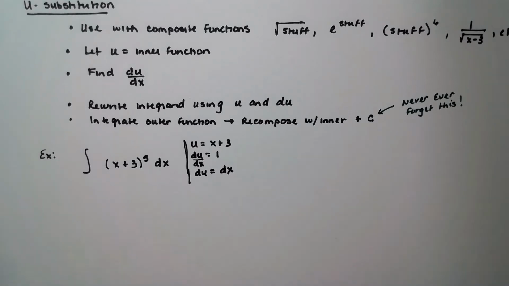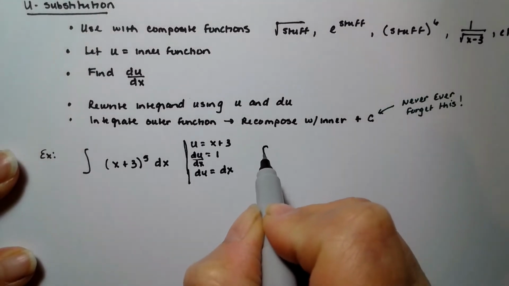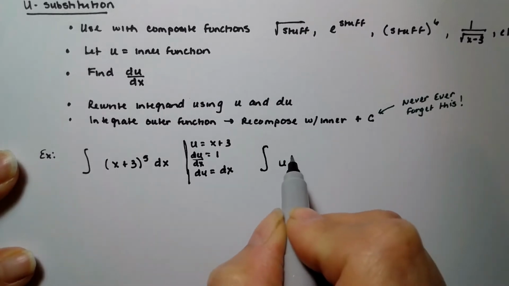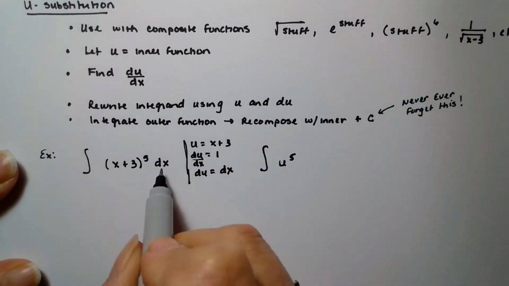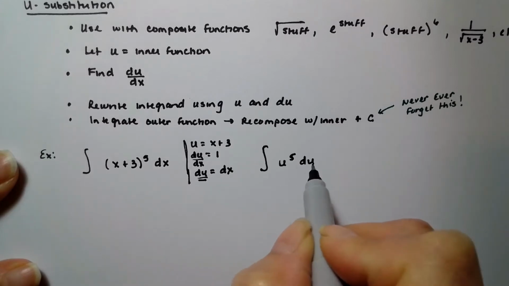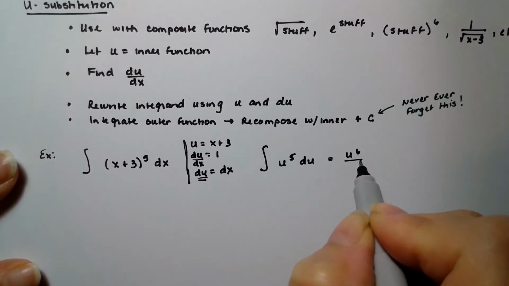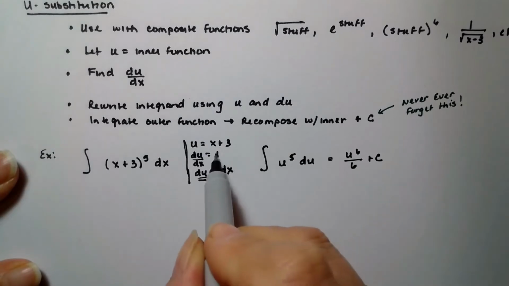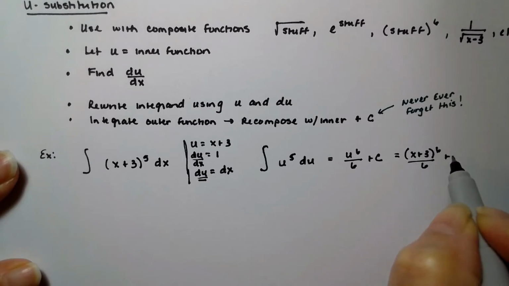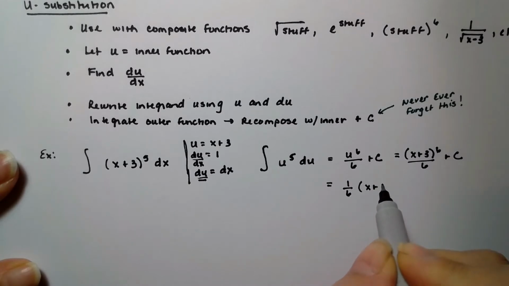Alright, so now we've got to create our integral containing u. So we have this integral. Since this whole thing is u, it's going to be u to the 5th, inner function to the 5th. And since dx matches that, I'm going to replace my dx here with du here. So now everything's in terms of u, and this is easy to integrate. If I integrate this, I get u to the 6th over 6 plus c. And now if I back substitute my expression for u, I get x plus 3 to the 6th over 6 plus c. Or you can write it as 1/6 times x plus 3 to the 6th plus c.